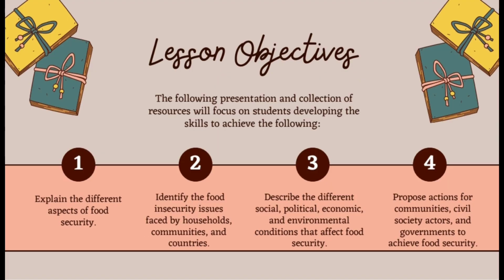But before all of the discussion, let us tackle first the lesson objectives for this video. First is to explain the different aspects of food security. Second is to identify the food insecurity issues faced by households, communities, and countries. The third one will be to describe the different social, political, economic, and environmental conditions that affect food security, and the last one, the fourth, would be to propose actions for communities, civil society actors, and governance to achieve food security.